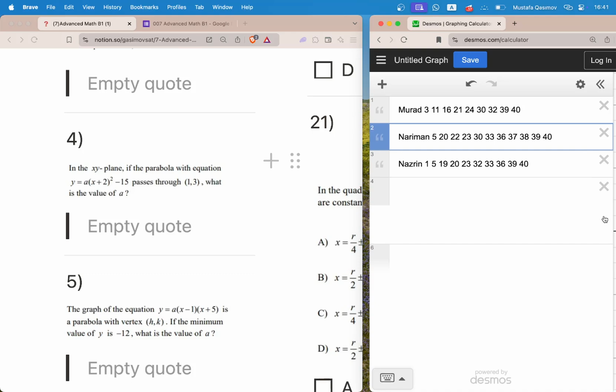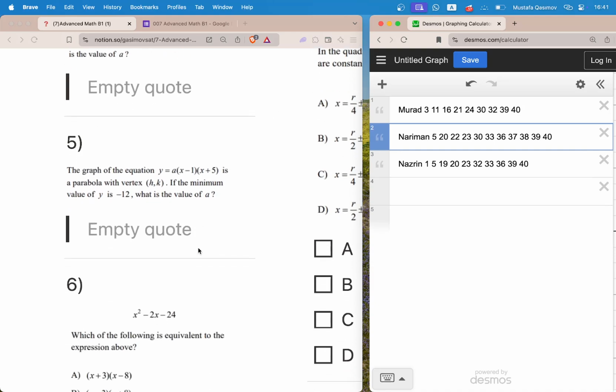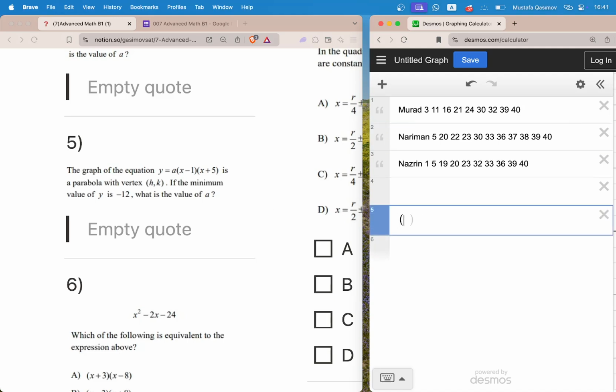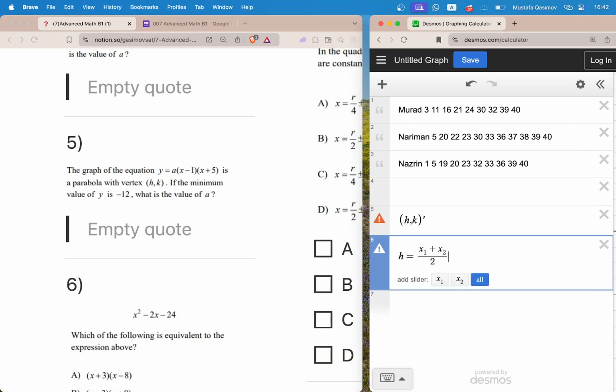Okay, let's look at 5. Narman and Nazrin. For 5, it says if the minimum value of y is negative 12, what's the value of a? Here it says h and k is vertex point. H is x vertex, k is y vertex. From here we can find h like negative b over 2a, or we can use this formula, x1 plus x2 over 2. I hope you know this formula. x1 and x2 are x-intercept.